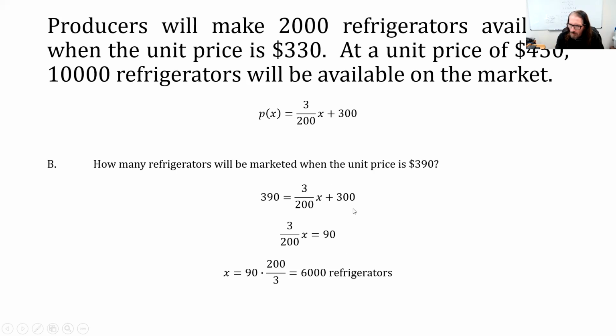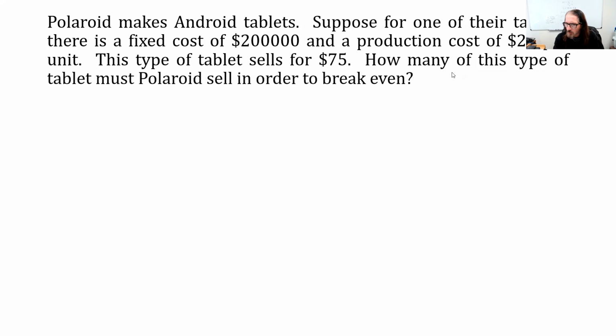So I'm going to subtract 300 from 390 to get 90. Dividing both sides by 3/200 would be the same as multiplying by the reciprocal, as some people like to say, copy dot flip. So 90 times 200/3. 90/3 would reduce to 30. 30 times 200 would give us 6,000. And note that I have labeled what that 6,000 stands for. Those units, 6,000 units, that's 6,000 refrigerators. So on to our next one.